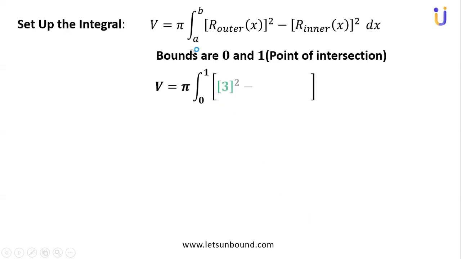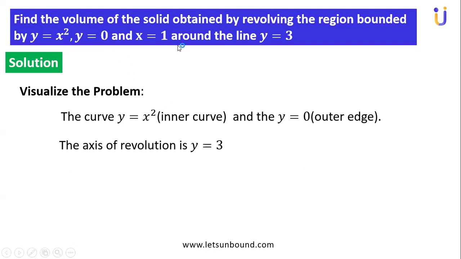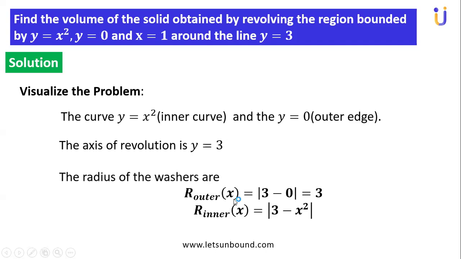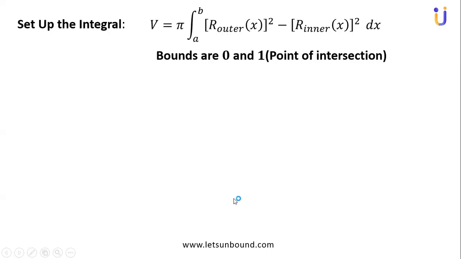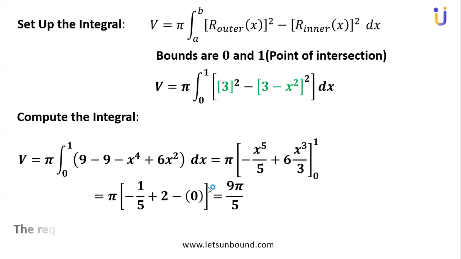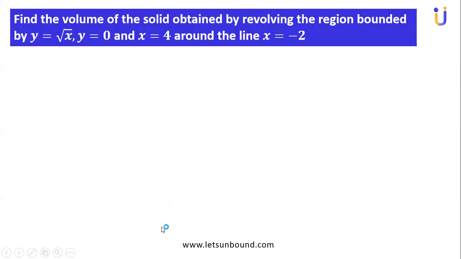Set up the integral, and the bounds we also need to find. It's from 0 to 1. Okay, so it's around the line y equals 3. So 0 to 1, plug in those values and compute it. It's very simple, and you will get 9 pi by 5.